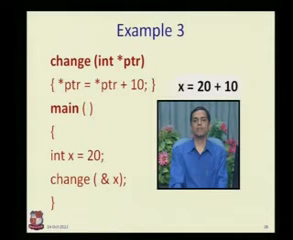So x is having value 20. So when I write *ptr, it means it is pointing to that value 20. *ptr is having value 20. So 20 plus 10 is 30. So now *ptr will be having value 30.